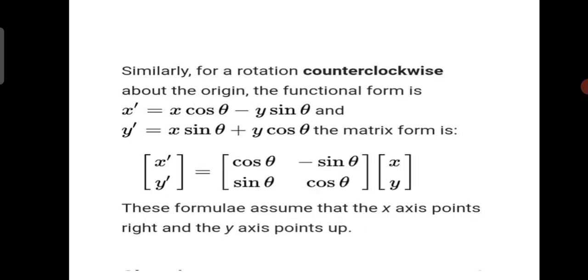Similarly, for rotation counterclockwise about the origin, the functional form is x' = x cos theta - y sin theta and y' = x sin theta + y cos theta. The matrix form is [x'; y'] = [cos theta, -sin theta; sin theta, cos theta] [x; y]. These formulas assume that the x axis points right and the y axis points up.